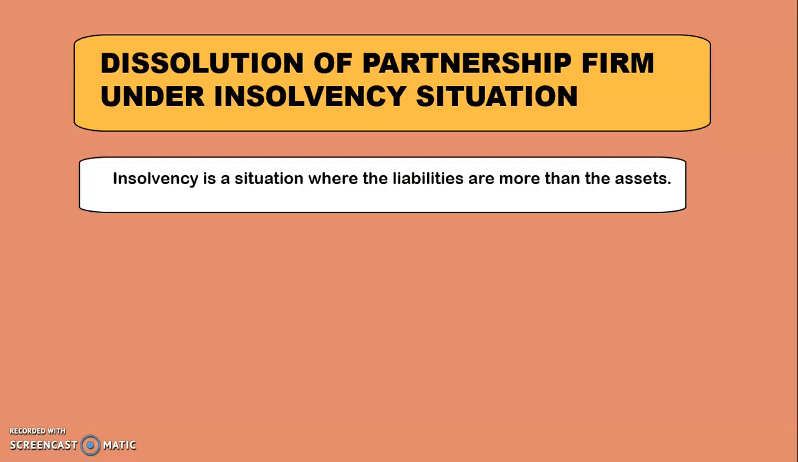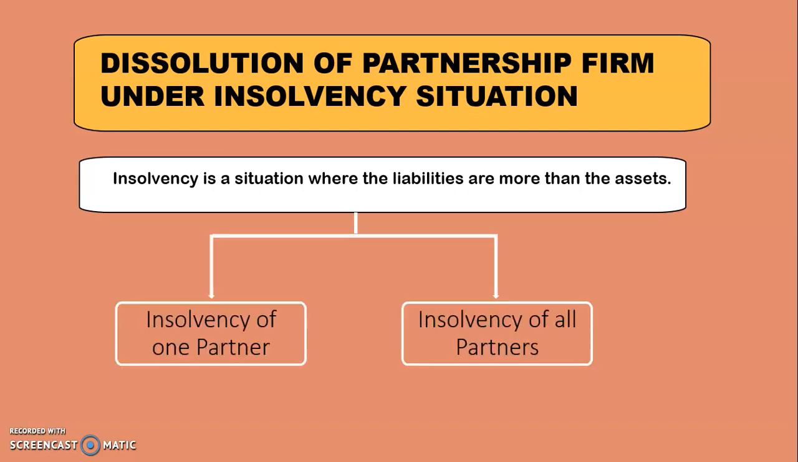Insolvency. We have learned this term insolvent in standard 11th. Insolvency is a situation where the liabilities are more than the assets. That is, all the assets realized together are not sufficient to discharge or pay off all the liabilities. Now, if the assets of business are not sufficient to pay liabilities, then the personal property of partners can be used. In insolvency, any of these situations may arise.